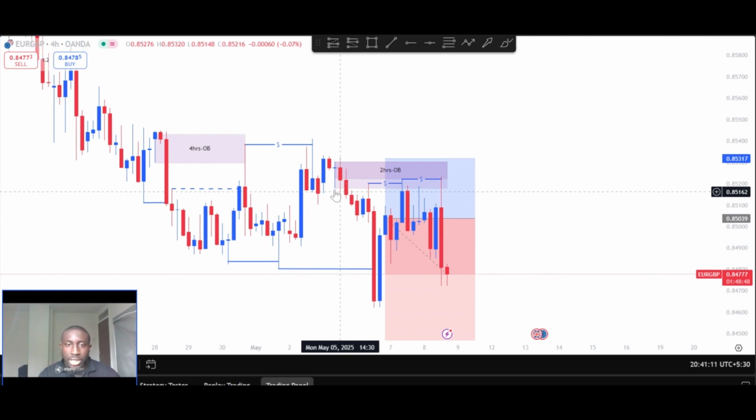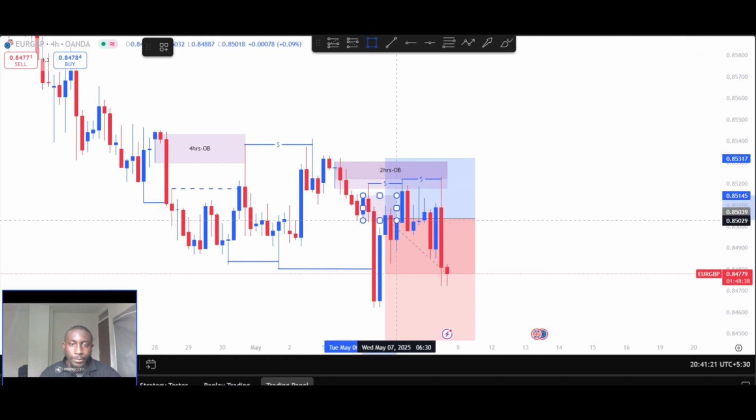Now if you see, this is your 4 hours order block. I was supposed to use this 4 hours order block, but I used this one around here. So that was why my entry was around here. I used that 4 hours order block, but I was supposed to use this one. Now see what price did.